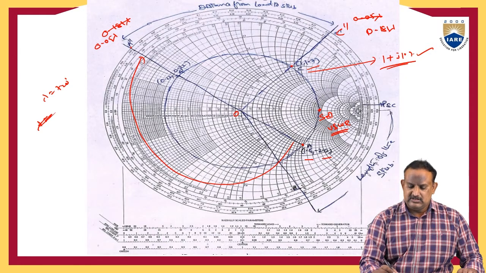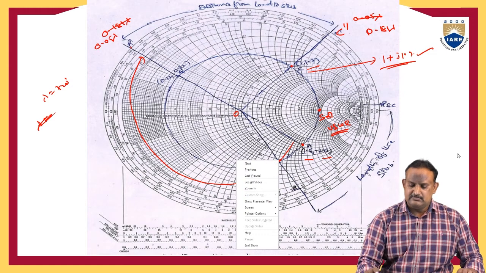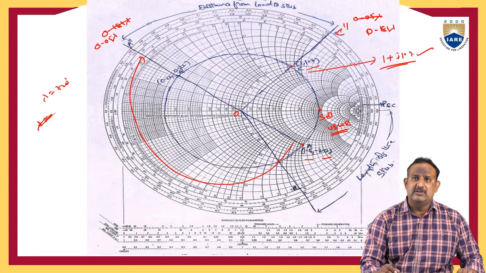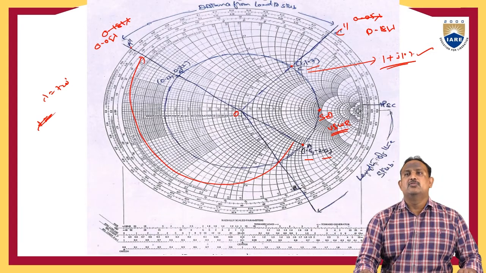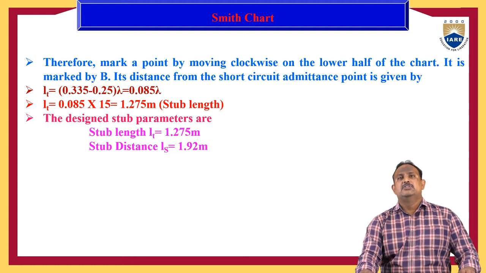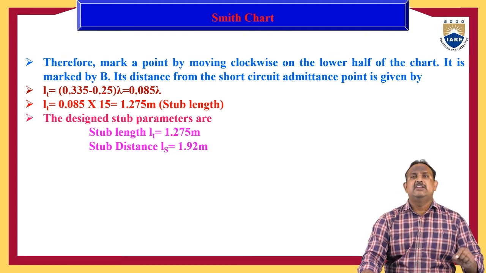lower side, we can get minus 1.7. So minus 1.7 means this point, let us assume, is B. Extend it to the outer rim. So if extended to the outer ring, then we can find out the LT value.